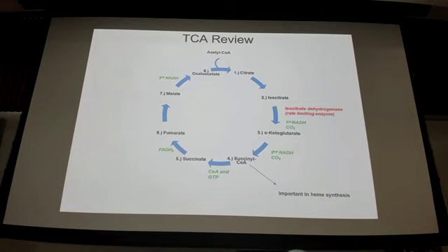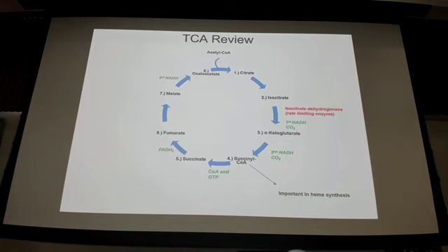Rate-limiting enzymes are like the bottleneck enzymes. They control how fast the reaction rate goes, and they're also typically regulated by the product. So if you have too much ATP, for example, isocitrate dehydrogenase is going to slow down the reaction.